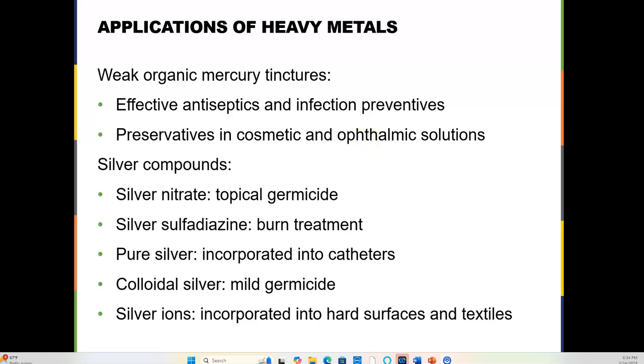Applications: weak or organic mercury tinctures are effective antisepsis and infection preventatives. Preservatives in cosmetics and ophthalmic solutions. Silver compounds, so silver nitrate is a topical germicide. Silver sulfadiazine is used in burns. Pure silver is incorporated into catheters. Colloidal silver is a mild germicide, and silver ions can be incorporated into hard surfaces and textiles.